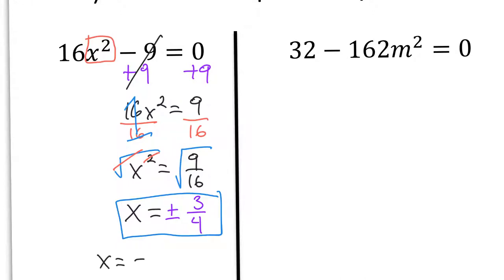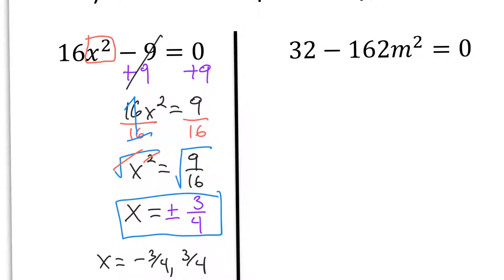Yes, you can. You can put negative 3 over 4, comma, positive 3 over 4. So you have two answers, but like I said, you can leave your answer in this format. Just make sure you have the plus and the minus. If you don't have the plus and the minus, you are missing one of the answers because you're only going to have the positive number but not the negative. So make sure you put the plus and the minus.